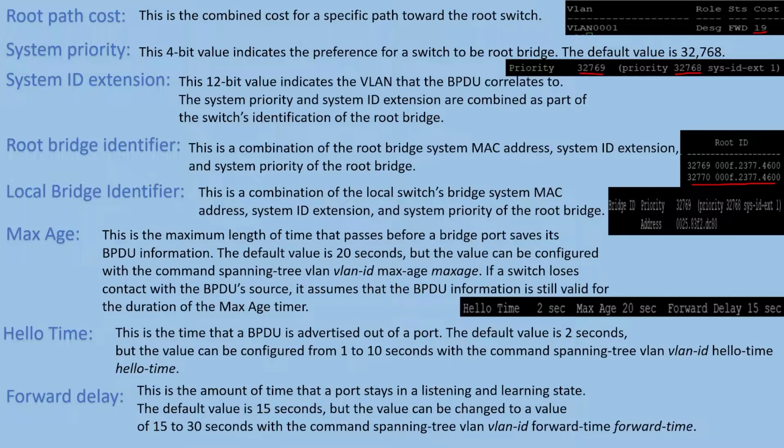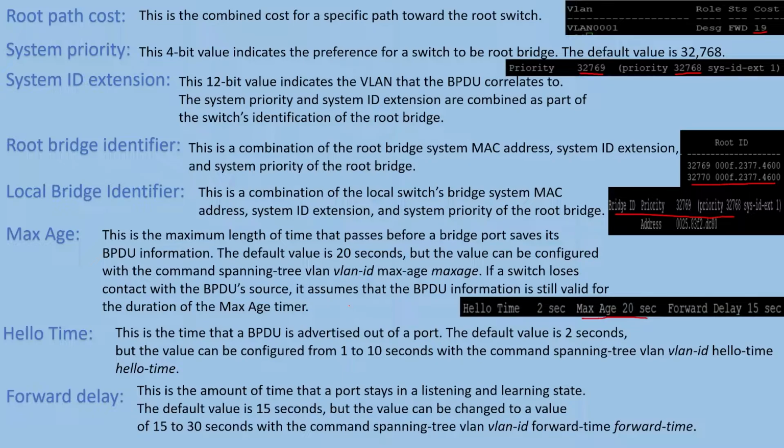Local bridge identifier is a combination of the local switch's bridge system MAC address, system ID extension, and system priority of the local switch. Max age is the maximum length of time that passes before a bridge port saves its BPDU information. The default value is 20 seconds, but the value can be configured with the command spanning-tree vlan VLAN-ID max-age, max age. If a switch loses contact with the BPDU source, it assumes that BPDU information is still valid for the duration of the max age timer.